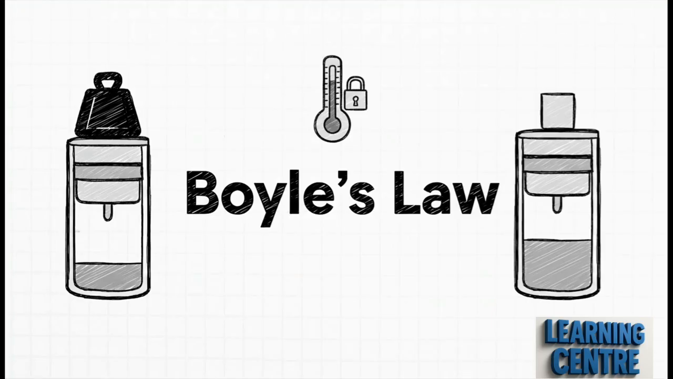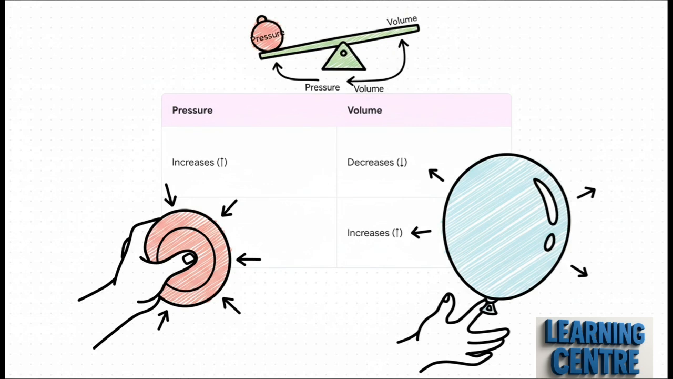First up, we have Boyle's law. This was figured out by a guy named, you guessed it, Robert Boyle. He wanted to know what's the deal between the pressure of a gas and the amount of space it takes up, its volume, assuming you keep the temperature steady. And what he found is this really simple relationship. They're like 2 ends of a seesaw. When you push down on one, the other goes up. So if you increase the pressure on a gas, its volume gets smaller. And if you let up on the pressure, its volume gets bigger.